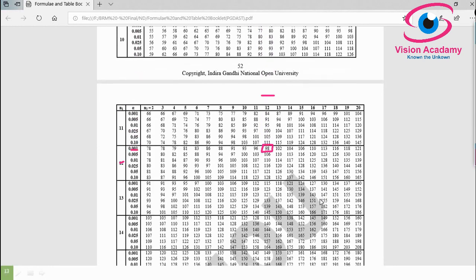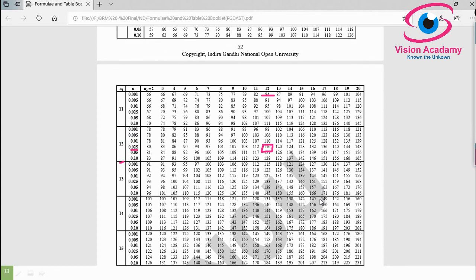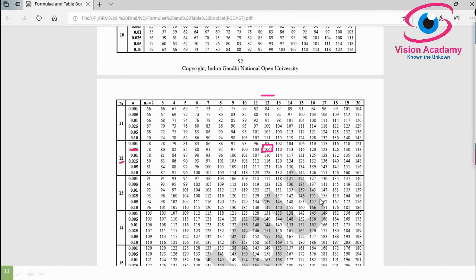Firstly, I am looking for the lower critical value. For N1 equal to 12 and N2 equal to 12, the lower critical value is 106.